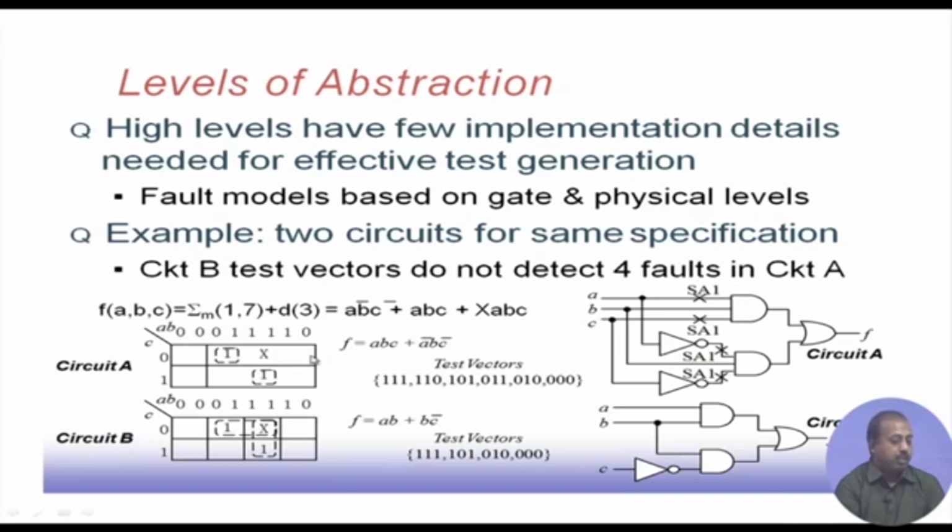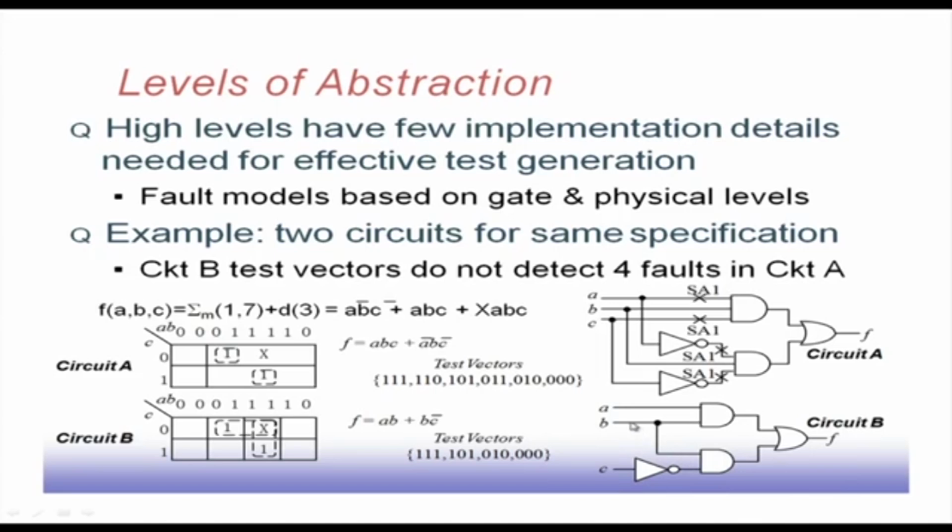Now naturally I can have a different type of grouping. In one realization it may be like this: a b c plus a bar b c bar. In another case, I can have this realization: a b plus b c bar. That is also possible. So this is the circuit implementation for circuit A, and this is the circuit implementation for circuit B.